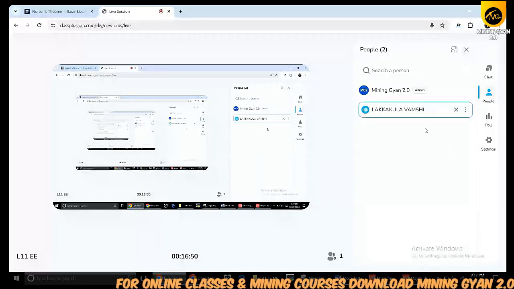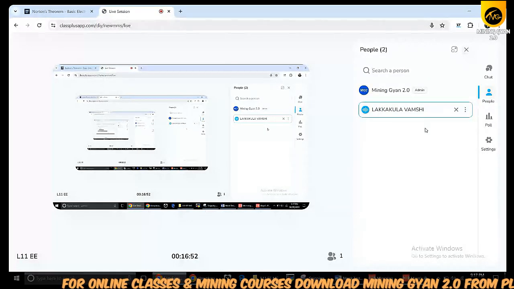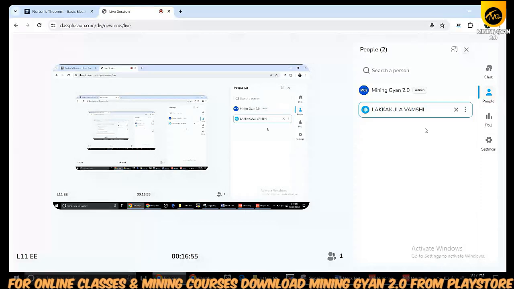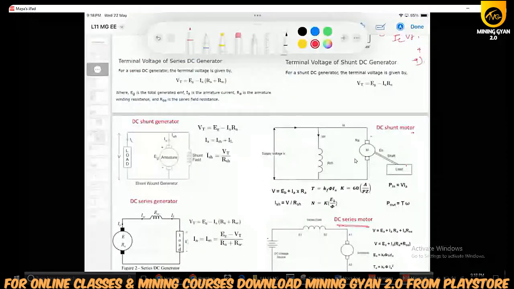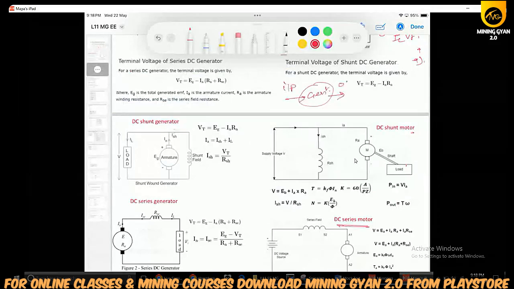Yes, hello. Hello, ma'am. In a generator, how is mechanical energy converted into electrical energy, or how is electrical energy converted into mechanical? Okay, in case of a generator, I'm showing you, it will generate the electrical energy. This is the input, and this is the output. So you have to apply the mechanical energy.